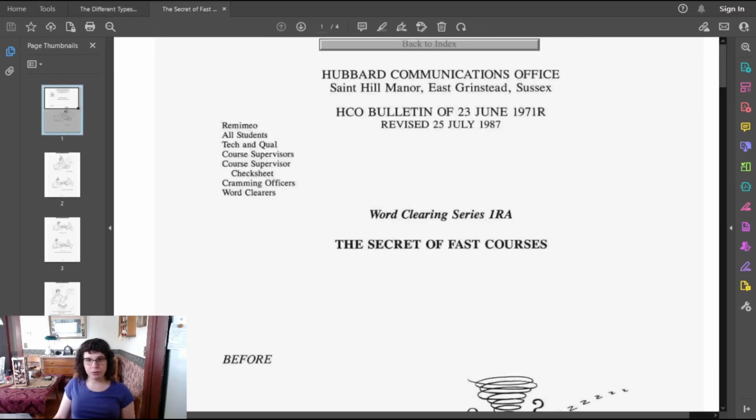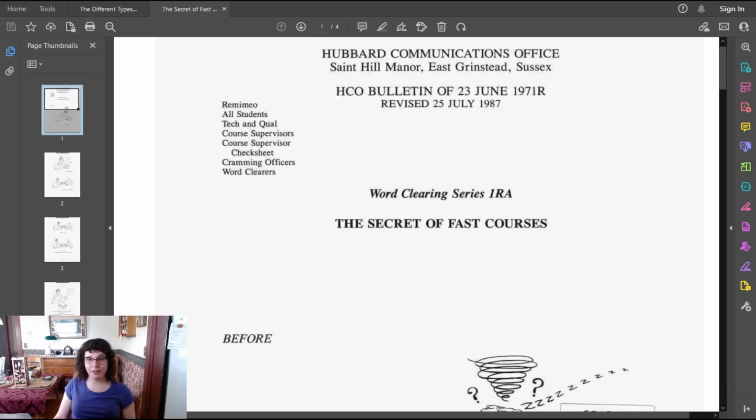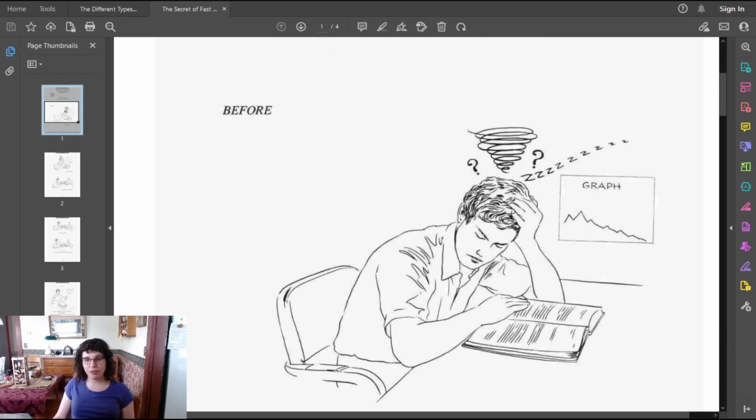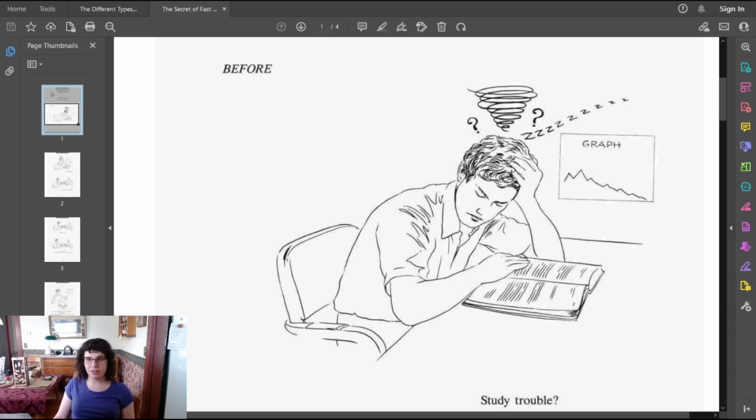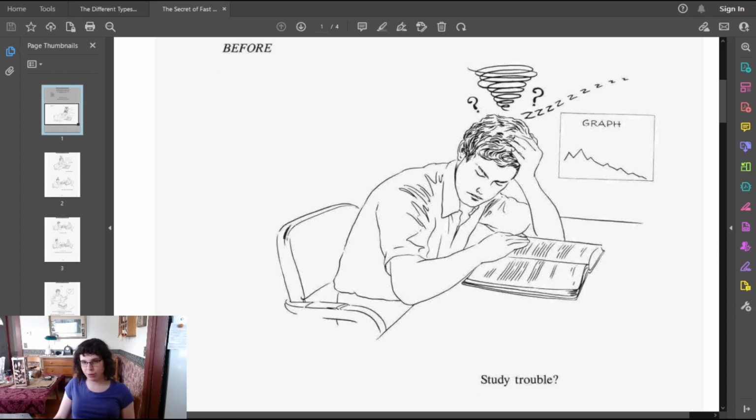All right, let's go to The Secret of Fast Courses, which is the HCOB of 23 June 1971, revised 25 July 1987. So this is a student before. I guess he's spinny, as we see the little spiral above his head. He's tired. He's dozing off. That's what the Z's are. His statistical graph is going down. So I'm assuming that's pages he's gotten through.